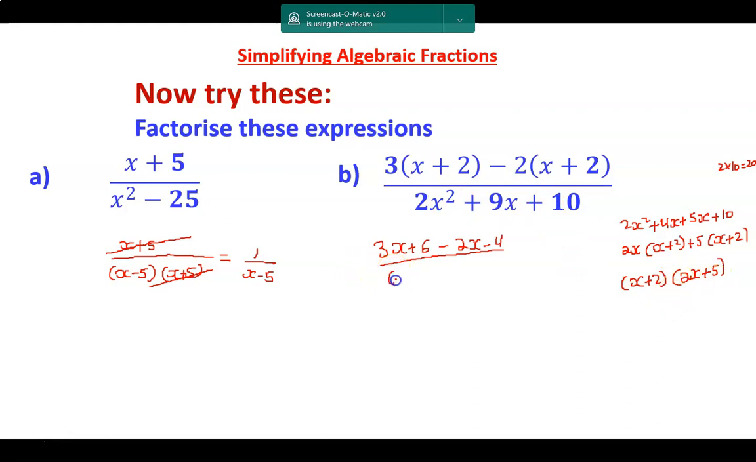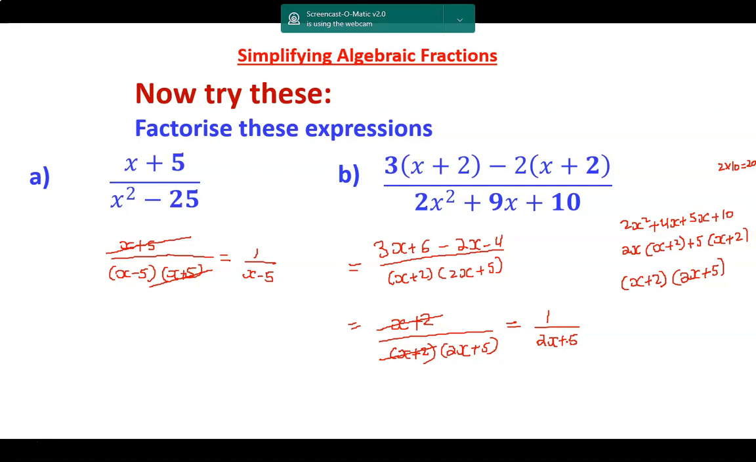So we factorized the bottom expression, and we got x plus 2 in a bracket, and 2x plus 5 in a bracket. Let us see if we can simplify the top one. Yes, we can. There are like terms. We've got 3x and minus 2x, which gives you 1x. And plus 6 minus 4 gives you plus 2. So that's what we got at the top. And at the bottom we've got x plus 2 and 2x plus 5. As you can easily see now, here we've got x plus 2 and here we've got x plus 2. At the top we're left with 1, divided by 2x plus 5 at the bottom.